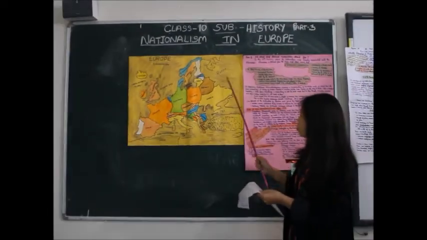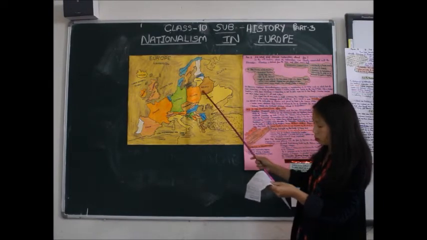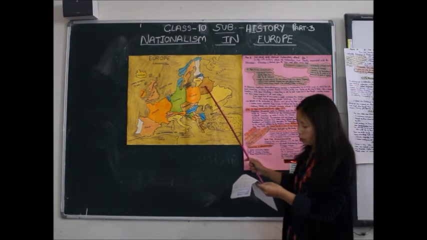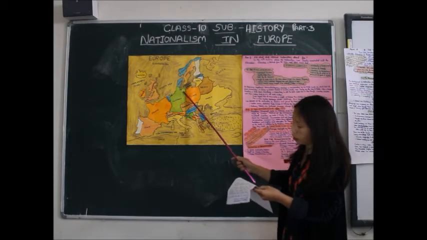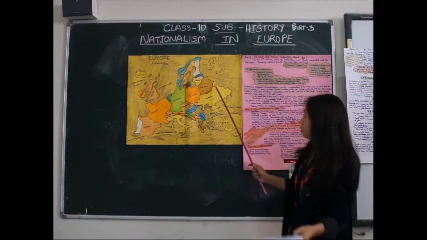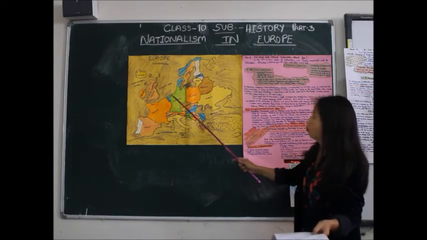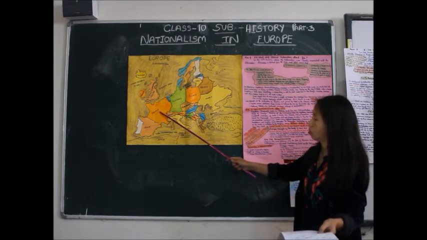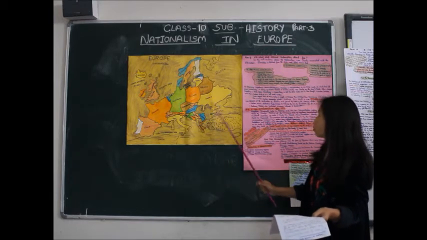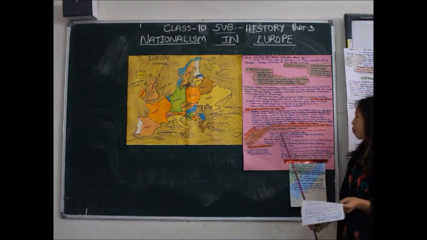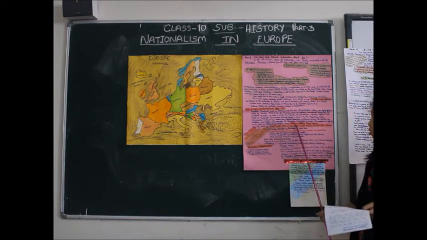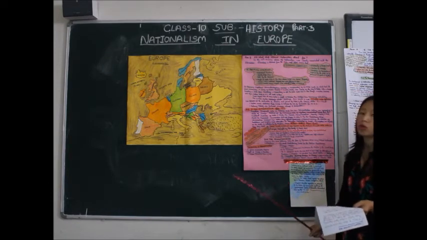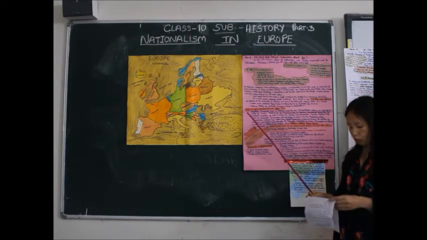Russia was given part of Poland. And Prussia was again given part of Germany. This way they wanted to prevent the expansion of France in Europe. So actually, the main objective of signing the Treaty of Vienna by the four great powers, Britain, Austria, Prussia and Russia, was to establish monarchy in Europe.